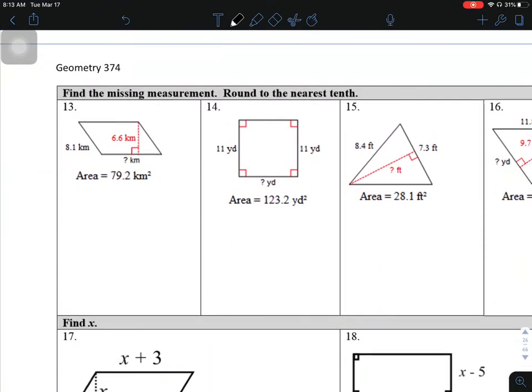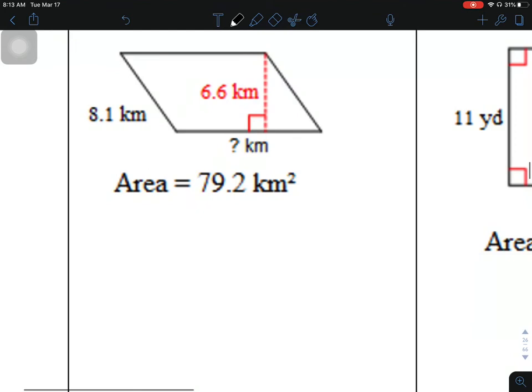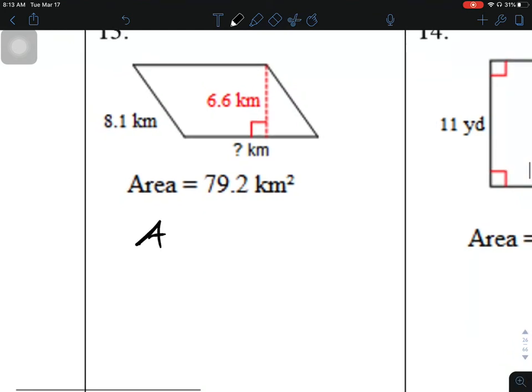Find the missing measurement. Round to the nearest tenth. That's 1 decimal place. So the area of a parallelogram is the base times the height. Do we know the area of the parallelogram? We sure do. It's 72.9.